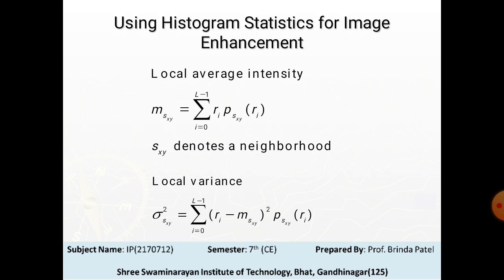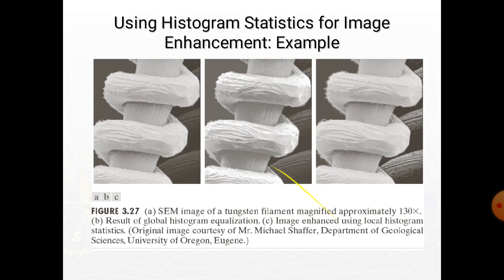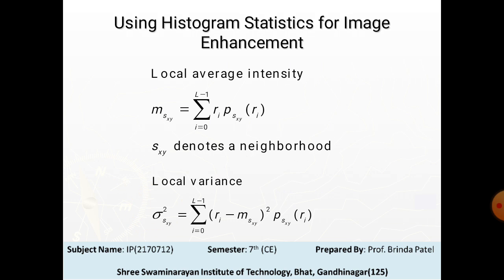Now here is the local average intensity, which is m_Sxy = Σ_{i=0}^{L-1} r_i p_Sxy(r_i). Here S_xy denotes the neighborhood, so the local variance is σ²_Sxy = Σ_{i=0}^{L-1} (r_i − m_Sxy)² p_Sxy(r_i).